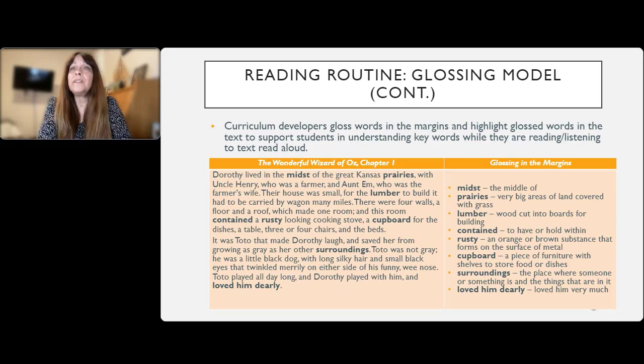If you take a look here, on this slide, this is a model of glossing in the margins. This is something that curriculum developers or teachers would do in creating lessons to support students' comprehension of a passage. You want to note that the gloss words are highlighted in the text. You may also have digital curriculum that provides hyperlinks to word meanings instead of the definitions in the margins. So you can see Dorothy lived in the midst or the middle of the great Kansas prairies with Uncle Henry, who was a farmer, and Aunt Em, who was the farmer's wife. You see here the nice glossing in the margins example.